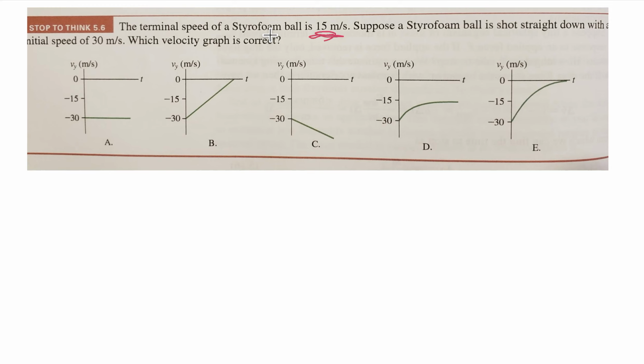So that rules out A. It rules out B. Even though we get to 15, we keep going past it. It rules out C because we're going faster and faster as we fall, and we have to approach our terminal speed. And again, it rules out E. So really, the only possible answer is D. We're going faster than our terminal speed. We started off at negative 30 because we're going down. But we must approach our terminal speed.